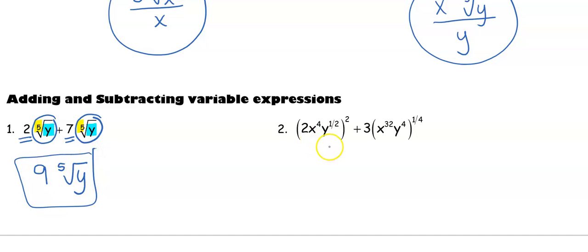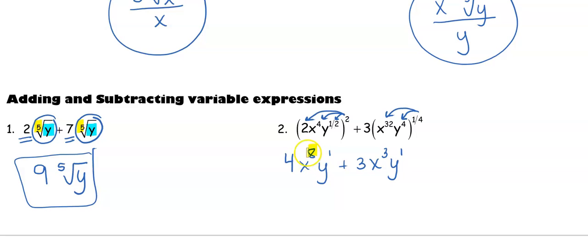Last one. So we're going to go ahead and start simplifying. So I've got to distribute that exponent. 2 squared is going to give me 4. Power to a power, I multiply 4 times 2 to get 8. 1/2 times 2 gives me 1y. Distribute over here. 32 times 1/4 gives us x to the 8th. 4 times 1/4 gives me y to the 1st.